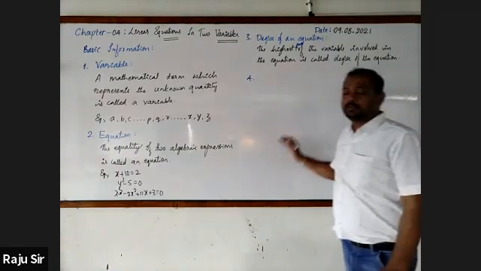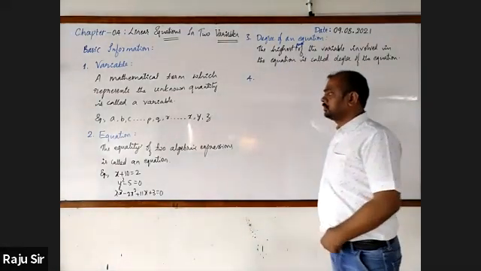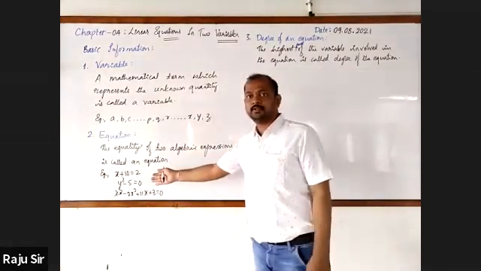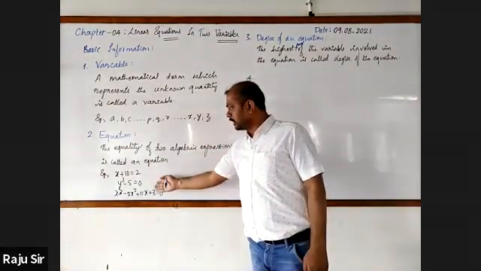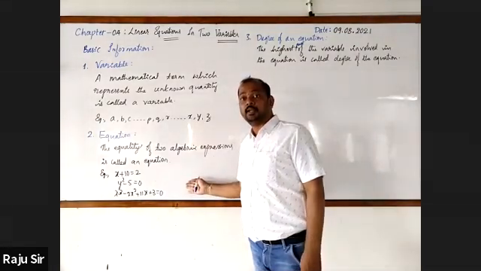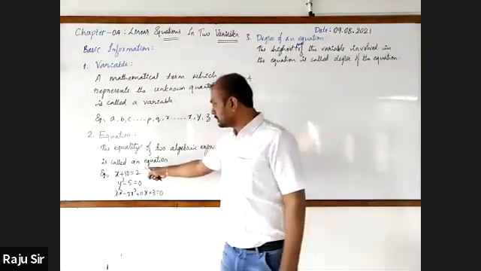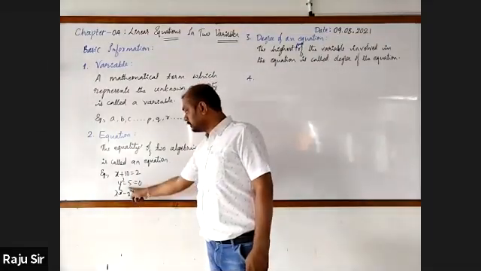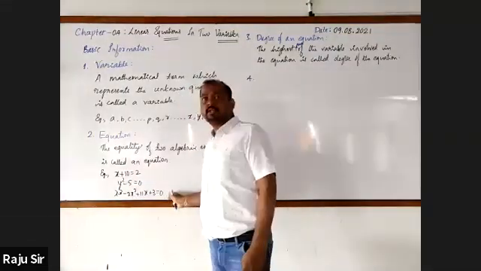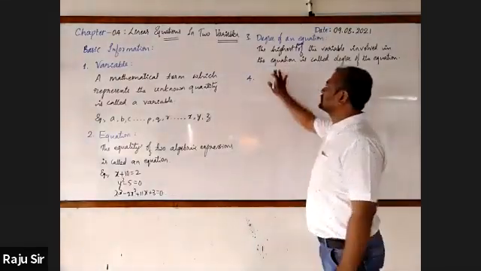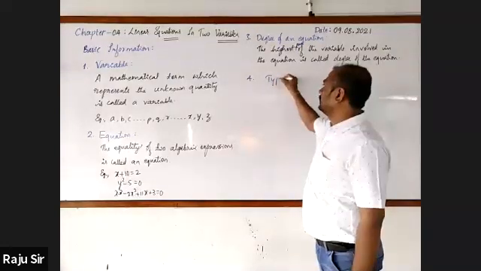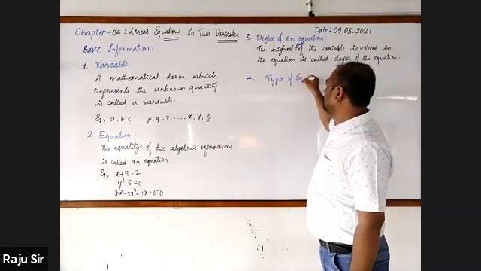Sir, for third one, no example? Third one, no need. If you write some equations, their highest power can be taken and you can tell the degree. In these examples, degree of the first equation is 1, second 2, third equation 3. Not necessary to write it. And fourth one is types of equations.